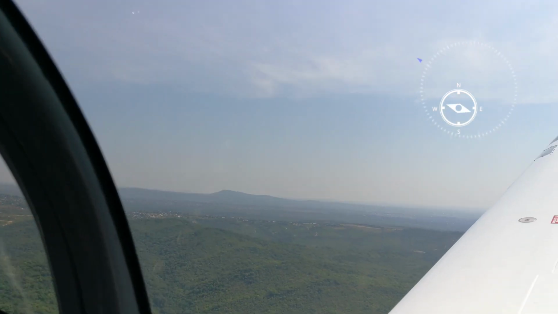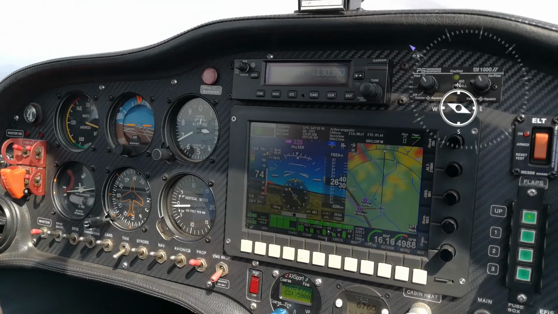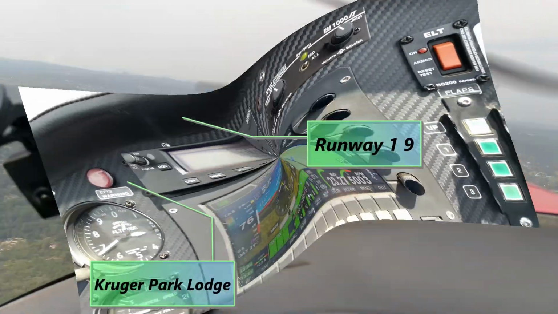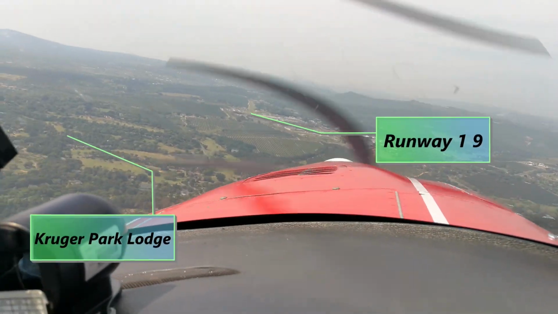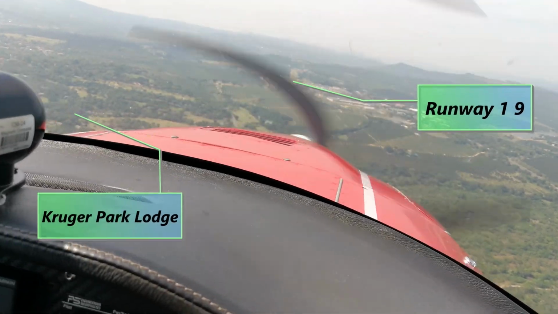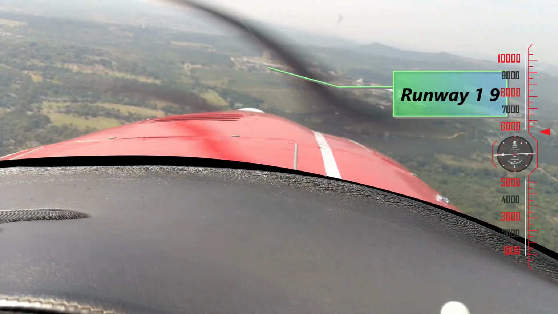Hazyview traffic, Whiskey Mike Mike, left hand base for 19. Hazyview traffic, Whiskey Mike Mike, final 19.